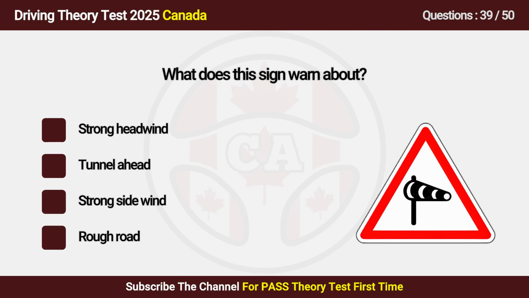Question 39. What does this sign warn about? A. Strong headwind. B. Tunnel ahead. C. Strong side wind. D. Rough road.